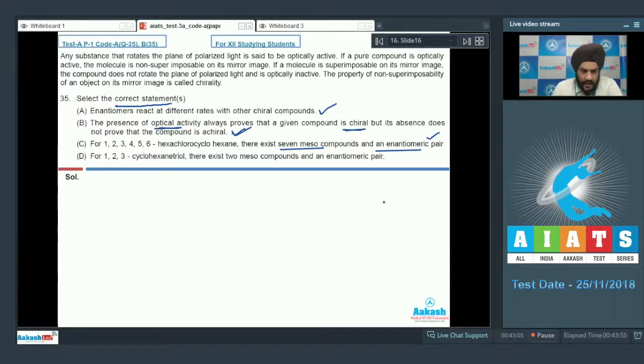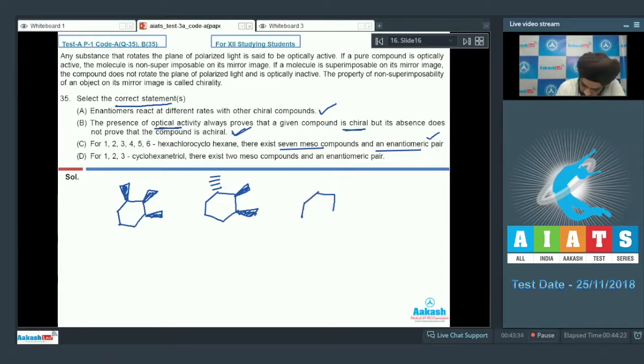Now looking at the D option now, for 1, 2, 3 cyclohexane triol, there exist 2 meso compounds and an enantiomeric pair. So we have 1, 2, 3 cyclohexane triol. We can draw the structures. We can have all 3 OHs coming towards us. We can have one of the OH going away from us. Or we can have the last OH going away from us.